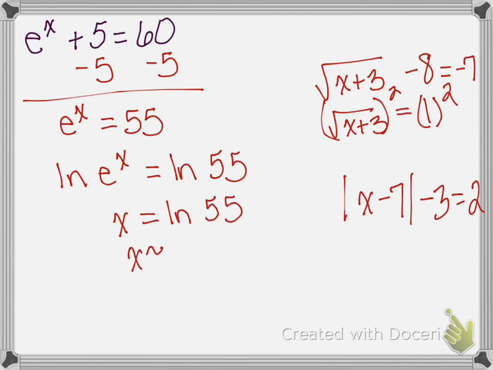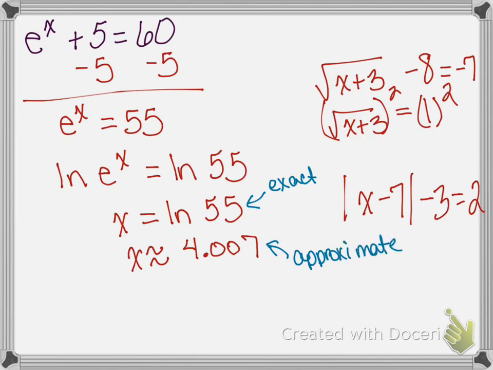Give me an approximation for that. Do that on your calculator. Natural log of 55. 4.006. Good. This is exact. This is approximate. Exact and approximate.